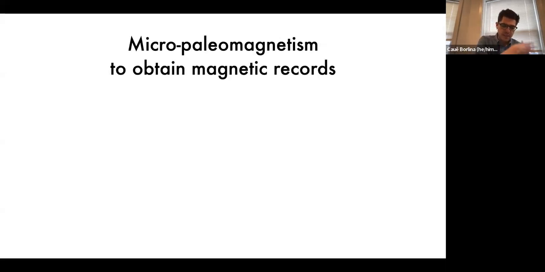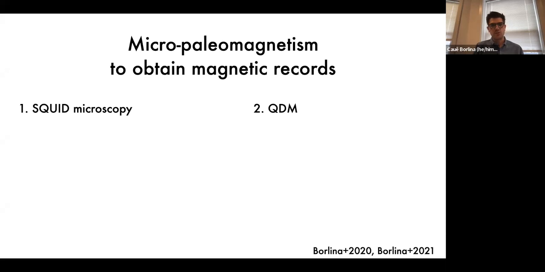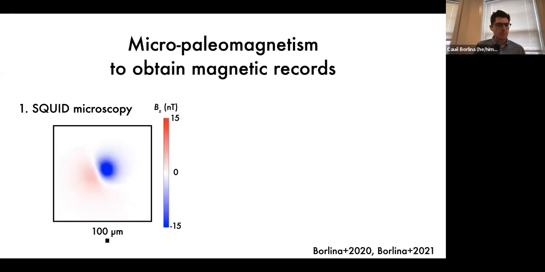After you identify your chondrules and extract them from the matrix, the next step is to obtain the magnetic records. For this particular study, we're using techniques from micropaleomagnetism, and there are two main techniques that I use in my work: one is the SQUID microscope, and the other is the quantum diamond microscope, or the QDM. I'm going to introduce both techniques, show what sort of data we get from them, what sort of magnetic records we obtain from each, and how they can be used to understand solar system records.